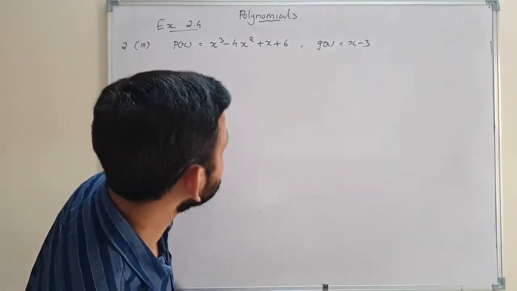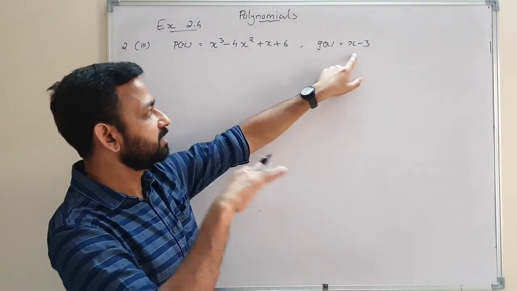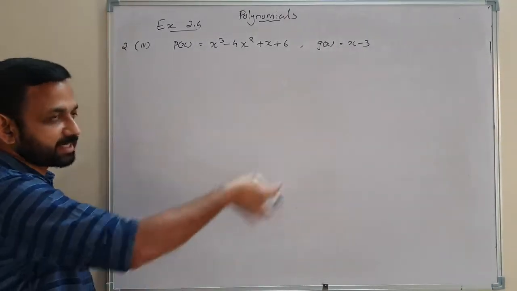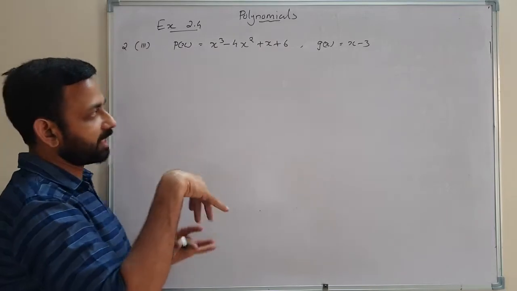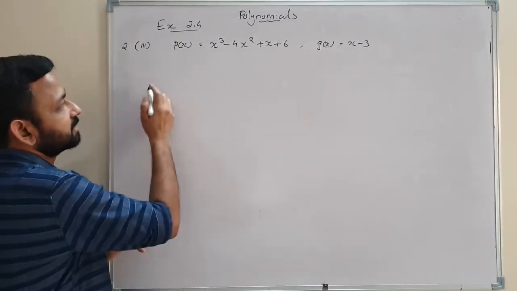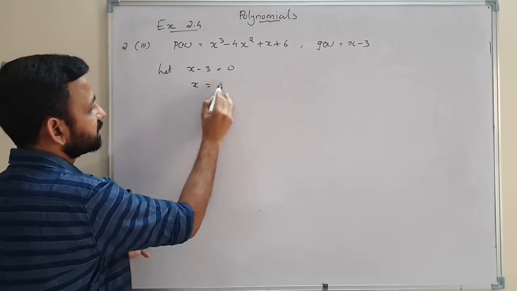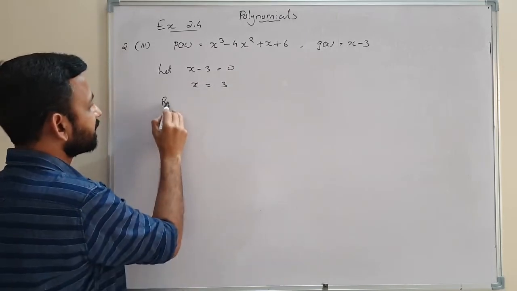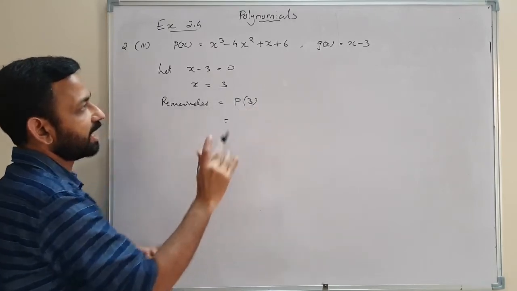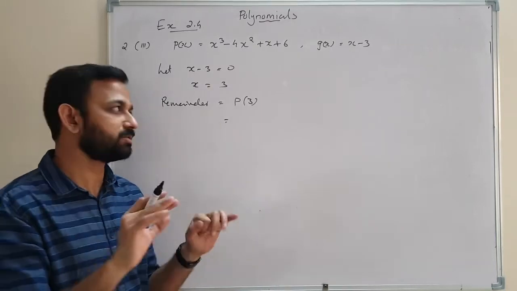So we have to check whether g of x is a factor of p of x. Same as in the previous question we have done, the same way we have to check whether x minus 3 is a factor of this one. So we have to find the remainder, and if the remainder is equal to 0, that is a factor. If the remainder is not equal to 0, it is not a factor. So let x minus 3 equal to 0, therefore x is equal to plus 3. So the remainder we will find, remainder is equal to p of 3.